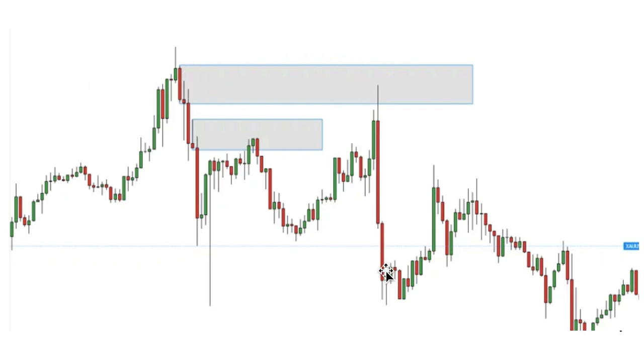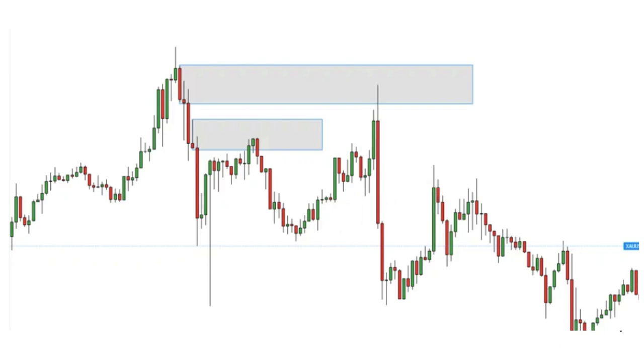Broke structure, and then retraced up to mitigate what? This order block, this green candle before this major red candle that broke structure to the downside, right? And then the thing continues and continues. So you could have entered here, you could have entered here, and you'd have made money.